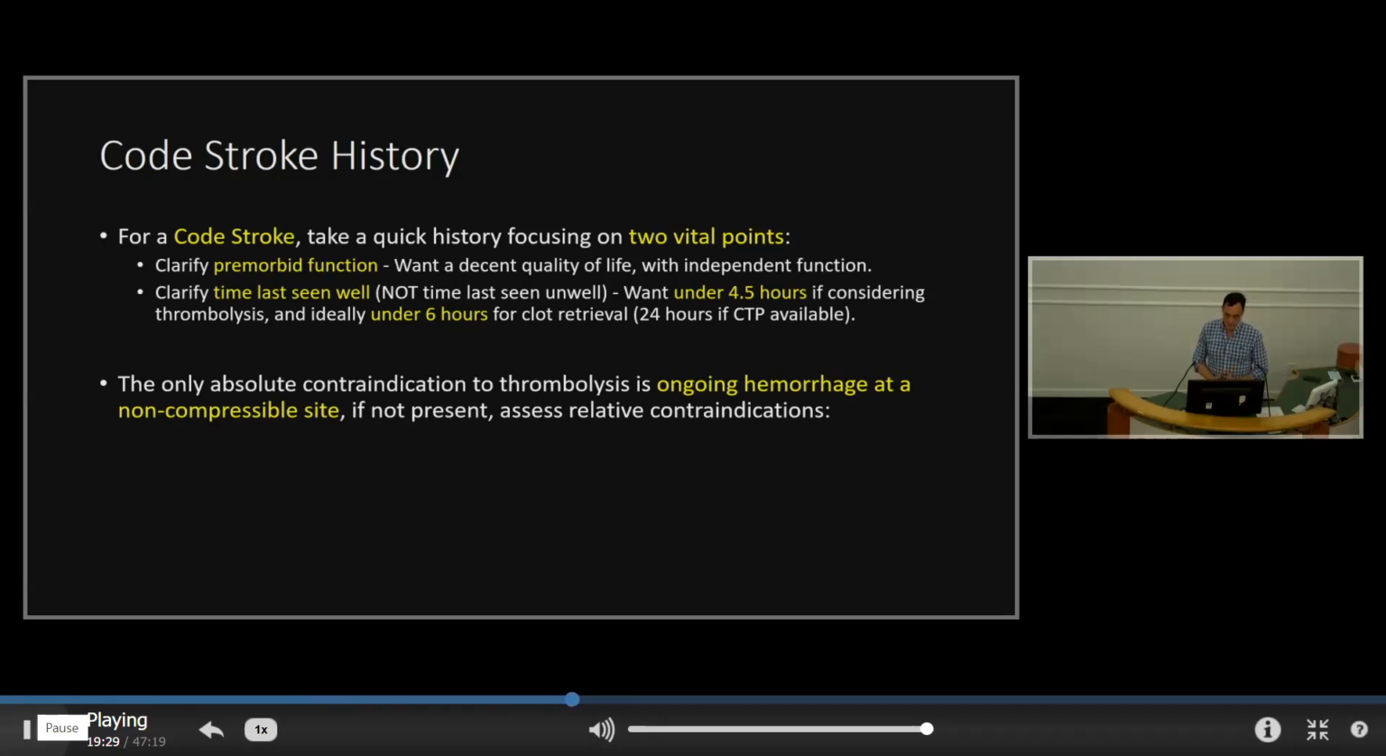There's only one absolute contraindication to thrombolysis, and that is ongoing hemorrhage at a non-compressible site. So brain hemorrhage, you can't compress the skull, or deep hemorrhage within the body that you just can't compress, you can't thrombolyze. All other situations are optional, because you may be dealing with a potentially life-ending stroke, a very big stroke. So it's worth the risk of bleeding elsewhere often to go ahead and try to reperfuse anyhow.